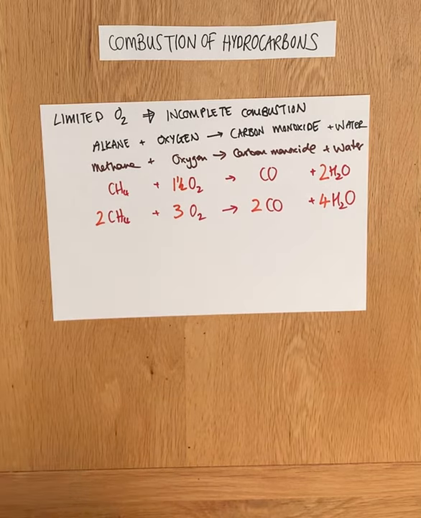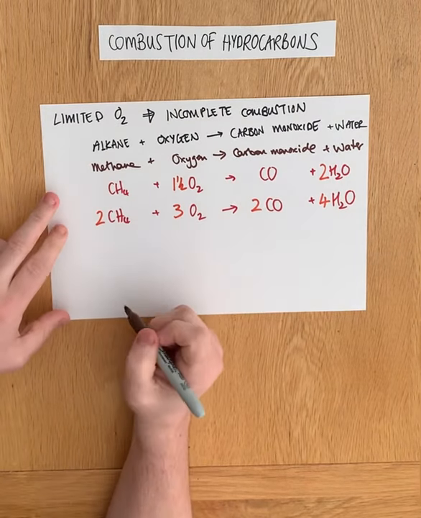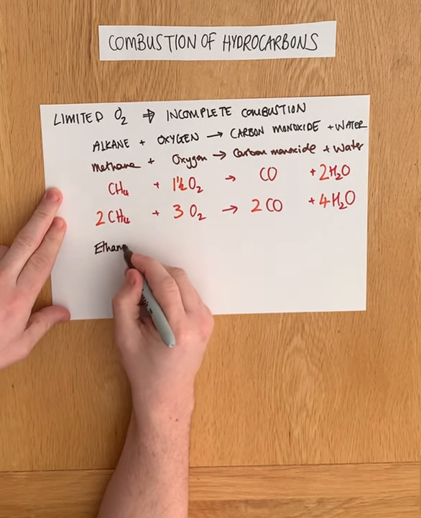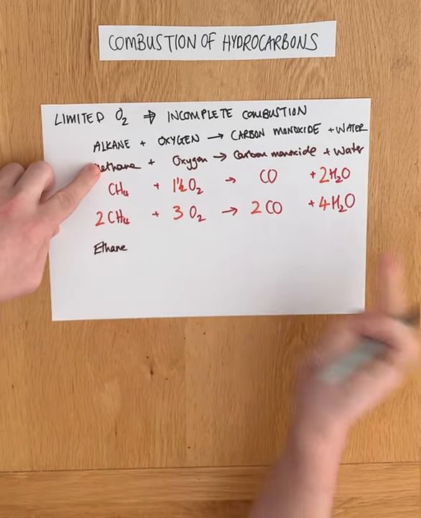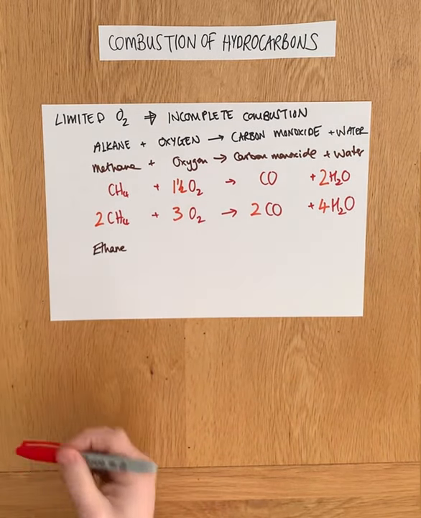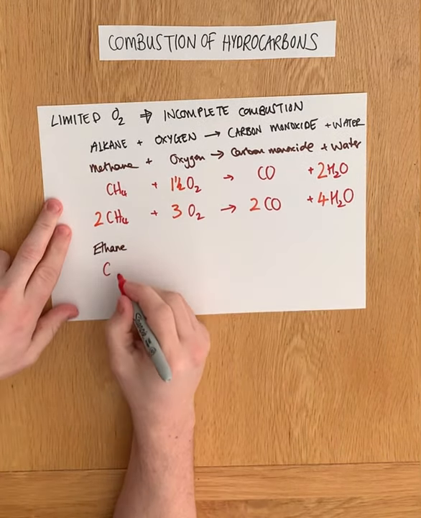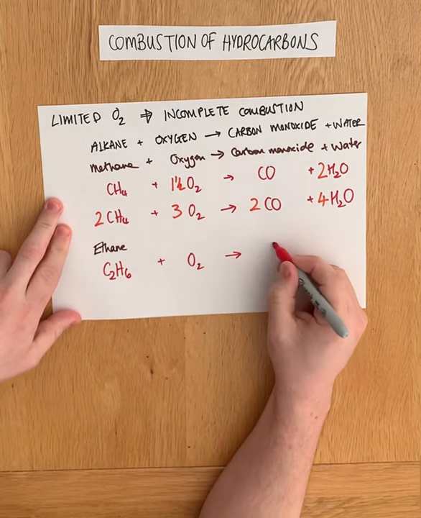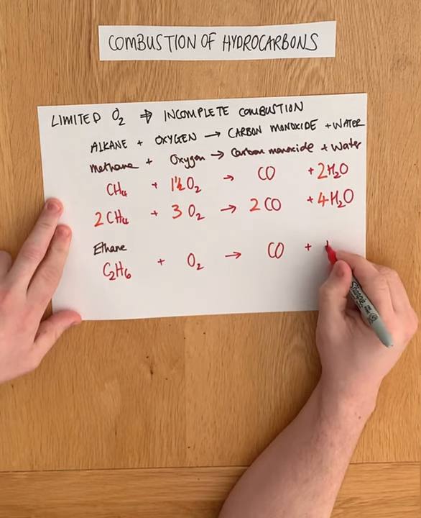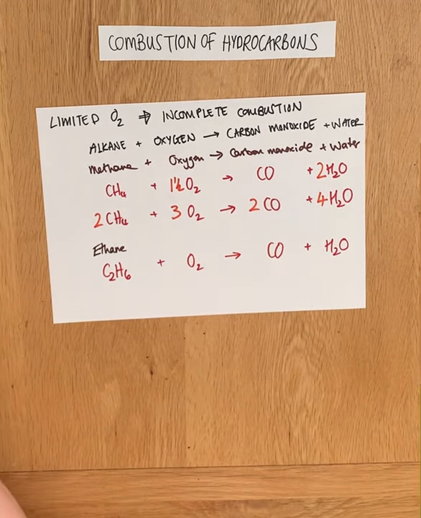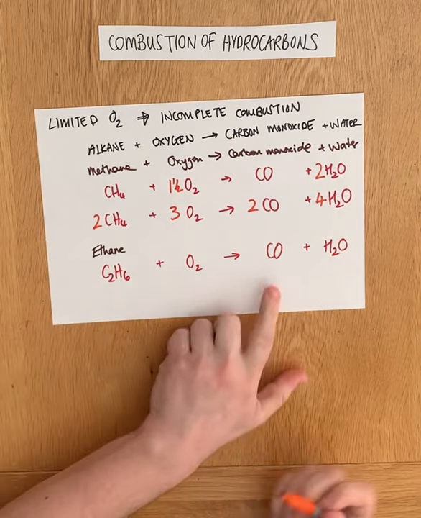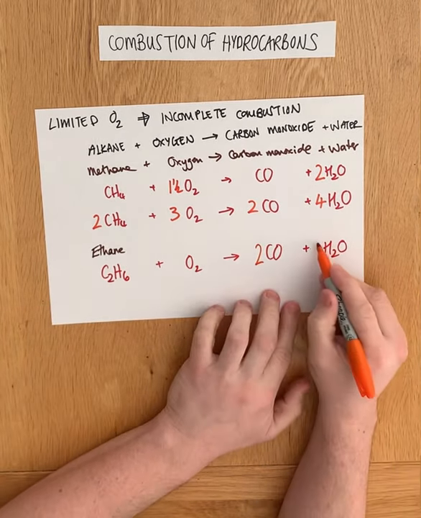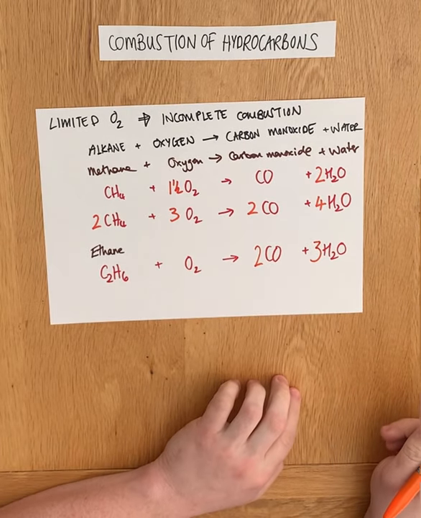I'll do one more example of producing carbon monoxide. So let's go for ethane. So again, ethane reacting with oxygen would produce carbon monoxide and water. I won't write it out again. Ethane reacting with oxygen to make carbon monoxide and water. Balancing, 2 carbons, 2 carbon monoxide, 6 hydrogens, 3 waters.